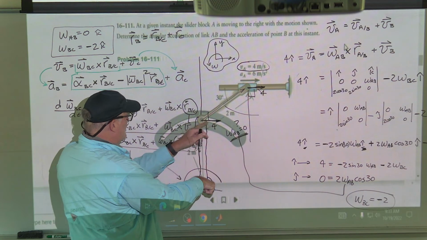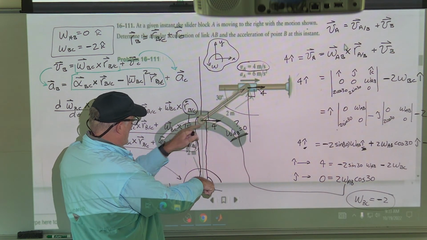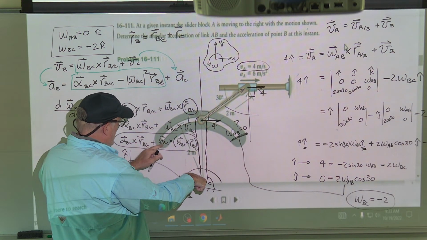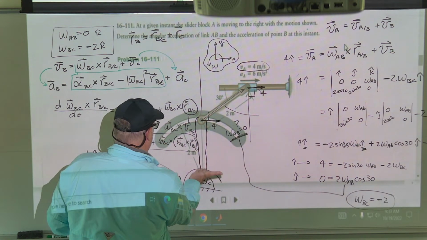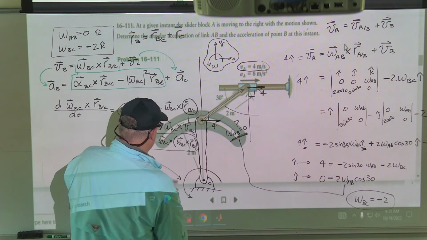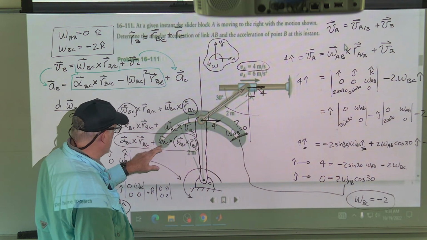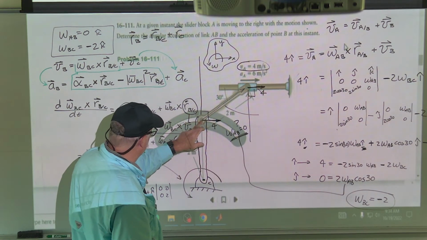And now this term is the velocity. So I've got a vector into the board, and I cross them. I take the vector that's into the board, cross it with that one, and I get a term where the omega should be crossed with this term. So the omega is crossed here.